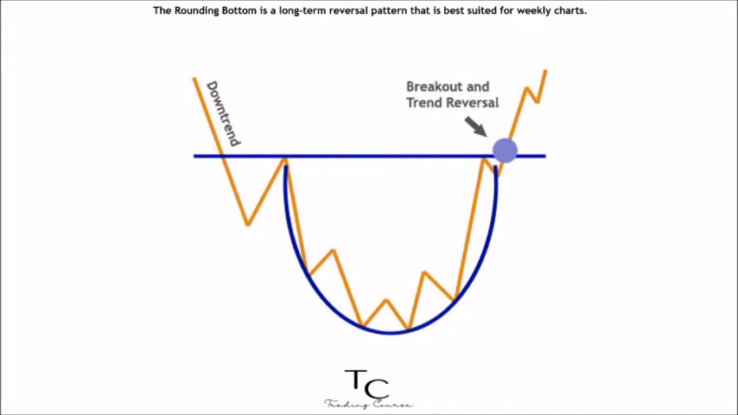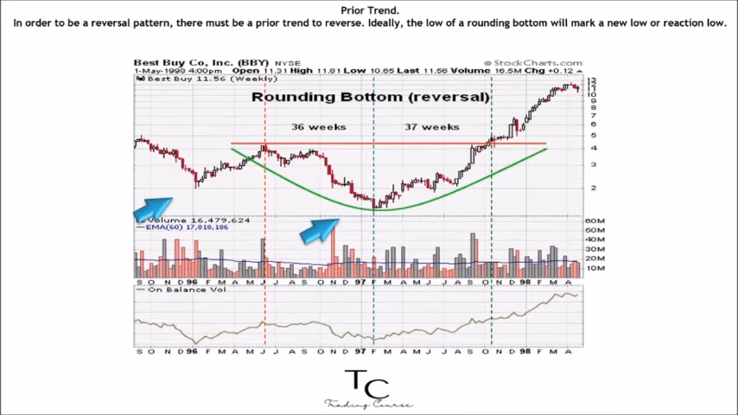The rounding bottom is a long-term reversal pattern that is best suited for weekly charts. It is also referred to as a saucer bottom, and represents a long consolidation period that turns from a bearish bias to a bullish bias. Prior trend. In order to be a reversal pattern, there must be a prior trend to reverse.